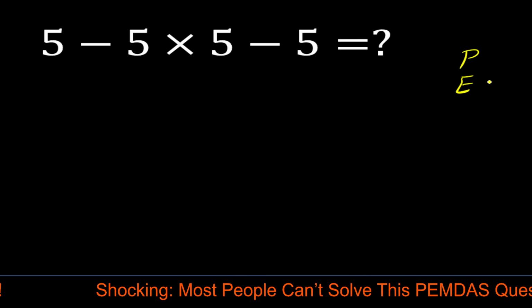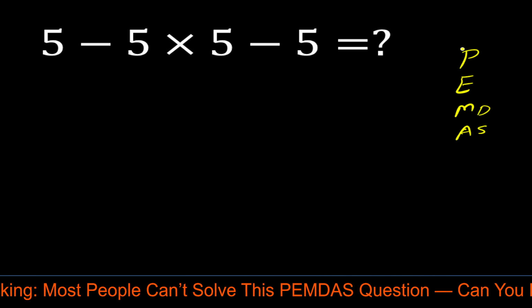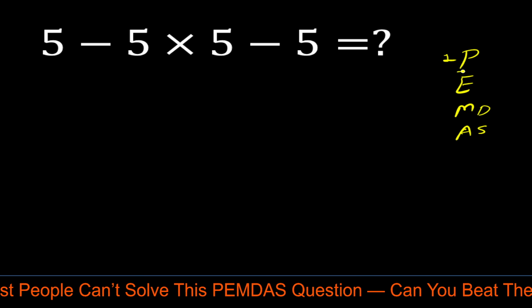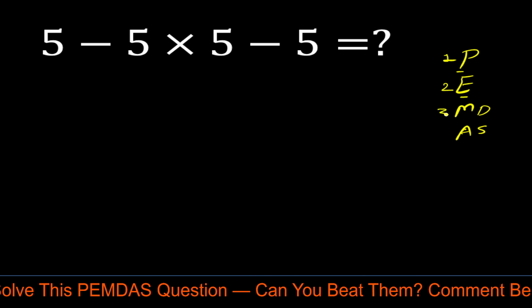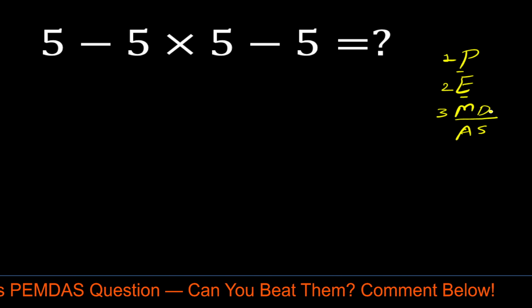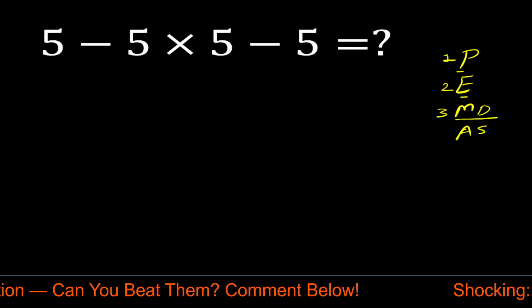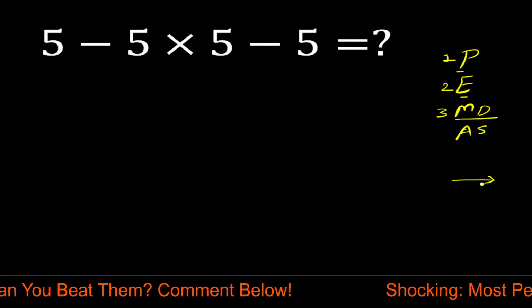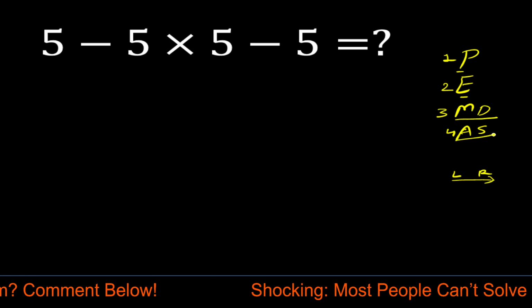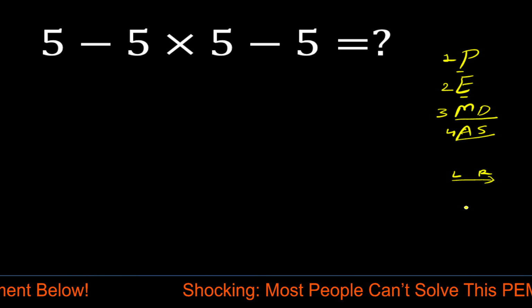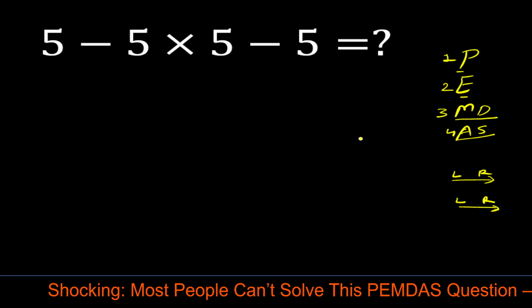PEMDAS, P-E-M-D-A-S. According to PEMDAS rule, first priority is parentheses, then second priority is exponents, then third priority is multiplication and division. Here multiplication and division both have equal priority, so we have to solve it from left to right. Then first and last priority is addition and subtraction. Also addition and subtraction both have equal priority, so we have to solve it from left to right.